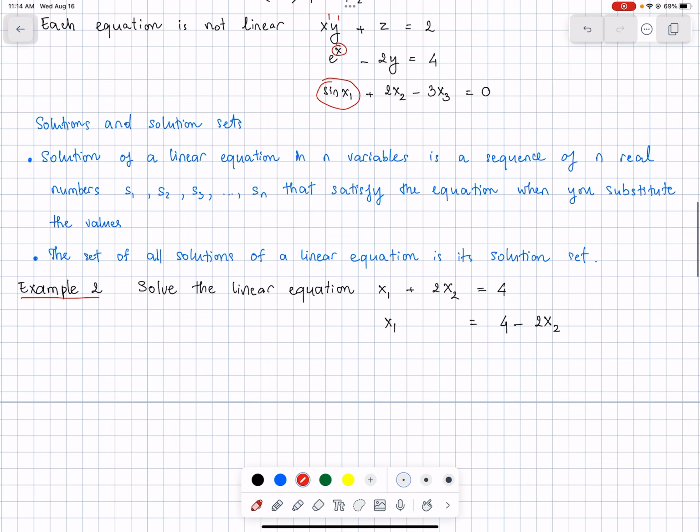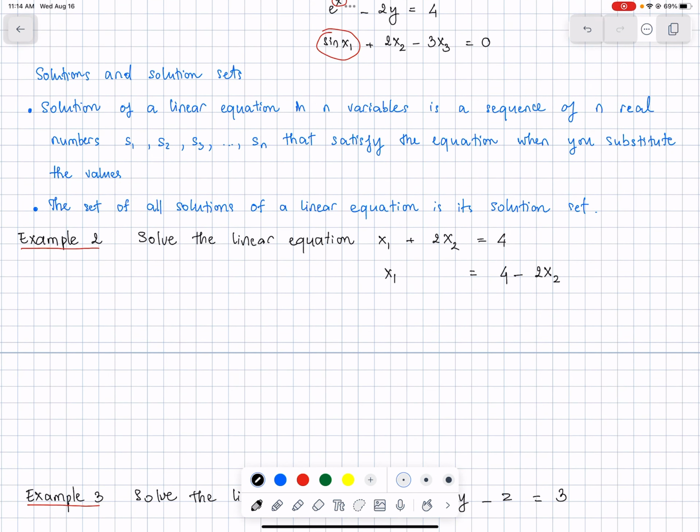Solutions and solution set. A solution of a linear equation in n variables is a sequence of n real numbers s1, s2, s3, up to sn that satisfy the equation. Satisfy the equation means when you plug the numbers into the equation, you get a true statement. The set of all solutions of a linear equation is called the solution set. That means after you find those solutions and make them into a set, it's called a solution set.